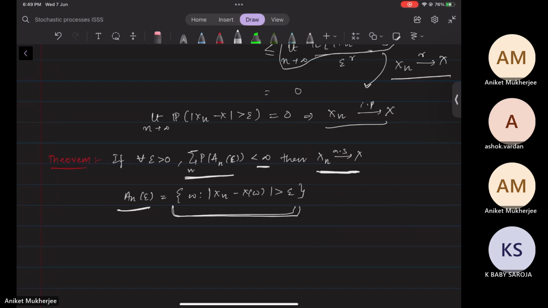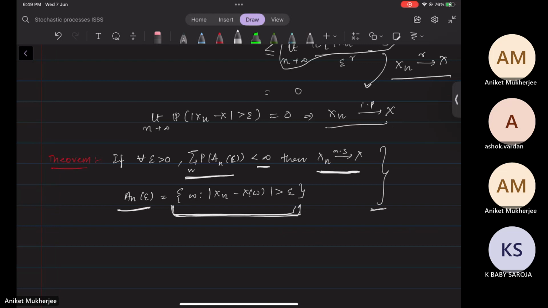So intuitively, the probability of this event is zero, because these are the set of all omegas where convergence doesn't happen, and they'll happen only finitely many times. The limit of the random variable will almost surely converge. That is the intuition behind this theorem. The proof is actually a long proof. I think I'll not be able to complete it in this class, but we'll be using this.